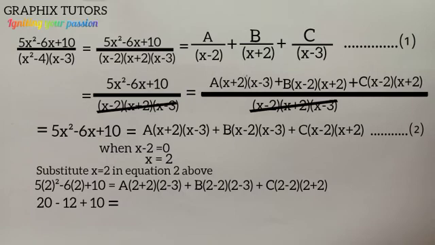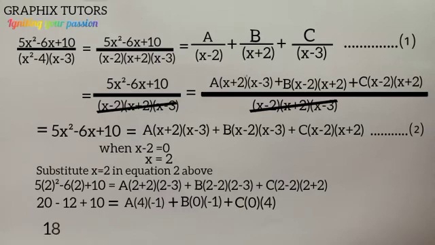a into bracket 2 plus 2 is 4, into bracket 2 minus 3 is minus 1, plus b into bracket 2 minus 2 is 0, multiplied by 2 minus 3 is minus 1, plus c into bracket 2 minus 2 is 0, times 2 plus 2 is 4, so we have 4 here. Now if you write out 20 minus 12 plus 10, that is what?